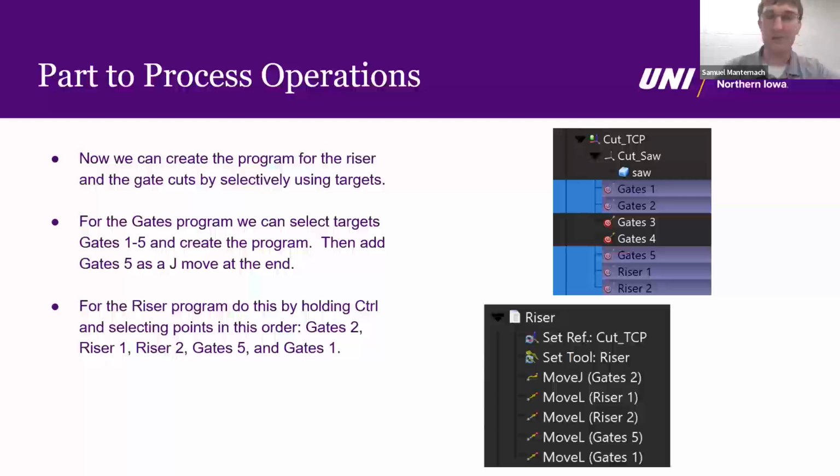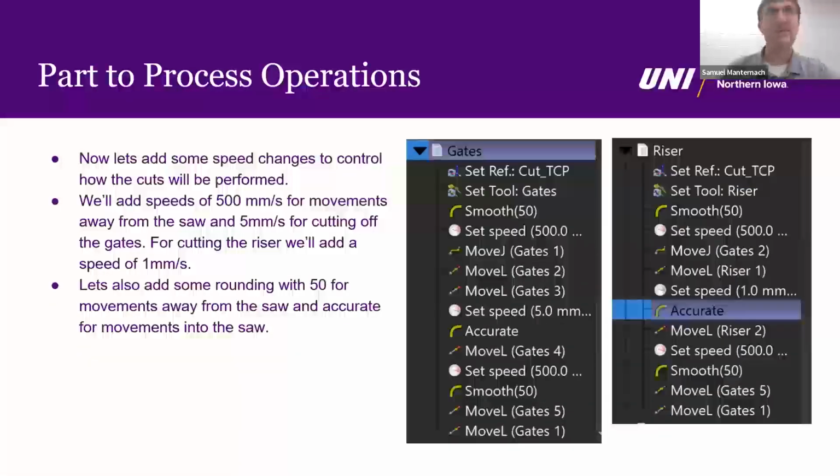So what you'll do to make that one, you'll simply hold control and then start clicking down the chain of things that we're going to do. In this case, we're going to start at gates 2. We're going to move to riser 1, riser 2, gates 5, and then gates 1, which is our final retreat point. That way, when you then click create program, it'll follow the same steps you did when you were selecting each of those targets, and you'll get a program made in the order you expected. From there, you're going to have just a list of targets.